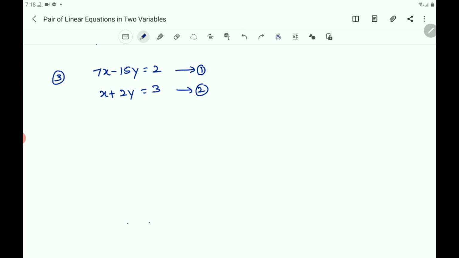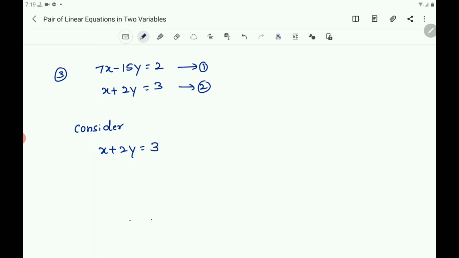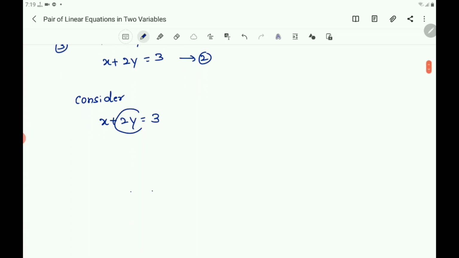Here x is having the coefficient 1 and easily you can express x in terms of y. Therefore you consider x plus 2y equals 3. Then you transfer 2y to the RHS. It becomes x equals 3 minus 2y. Now it is equation 3.